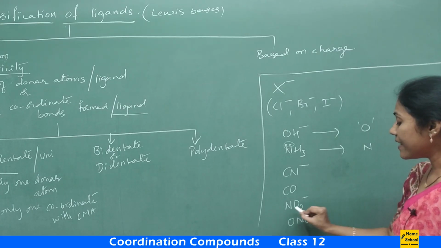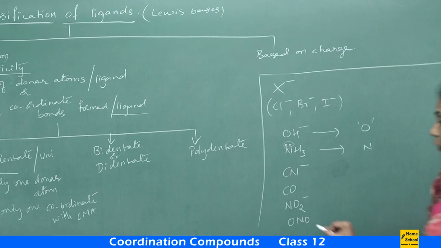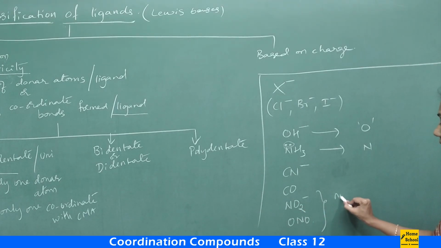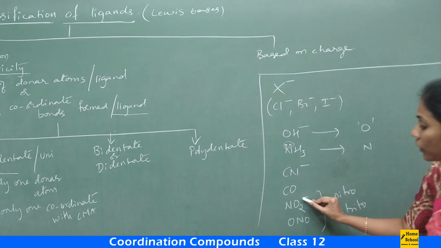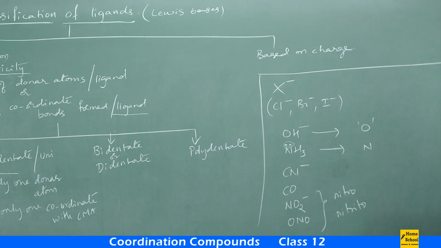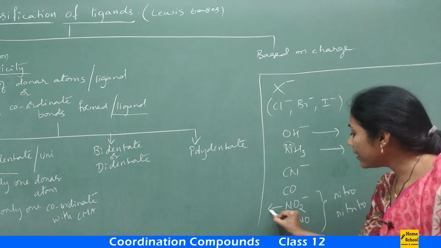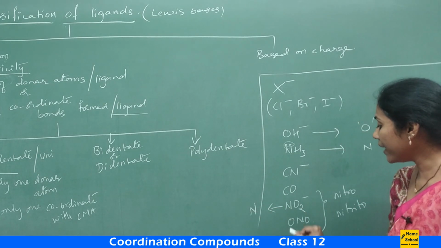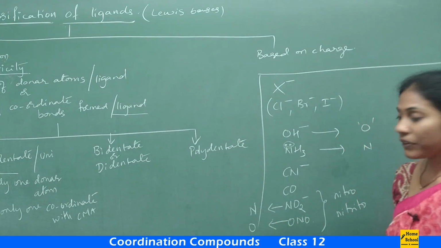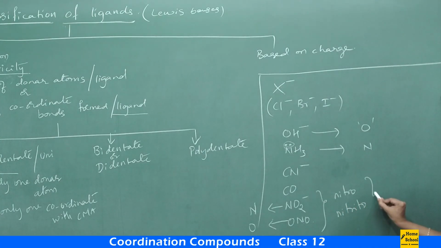There is a difference, guys. The NO2 ligand is different, ONO is different. This one is called the nitro ligand, and this one is called the nitrito ligand. Both of them are monodentate ligands, but the donor atoms are different. In the nitro ligand, the donor atom is N, and in the nitrito ligand, the donor atom is O. Such ligands are called ambidentate ligands.